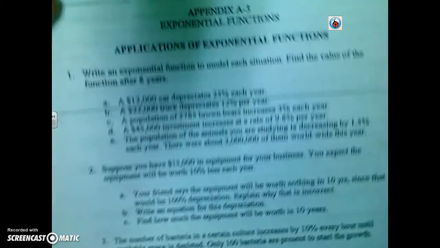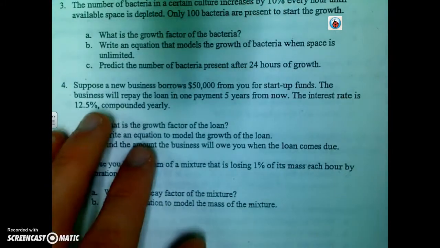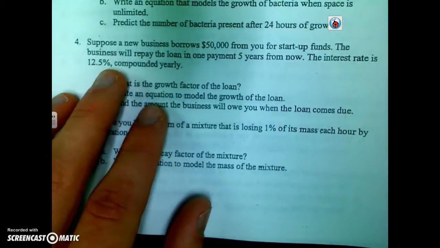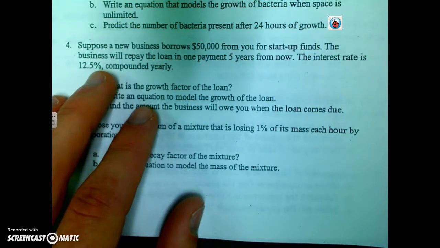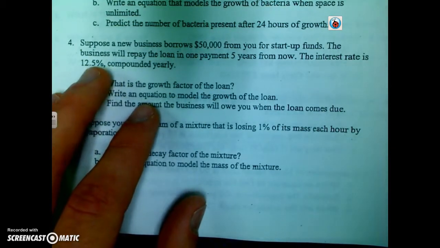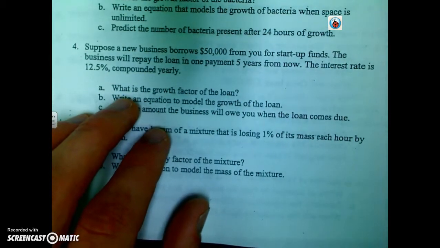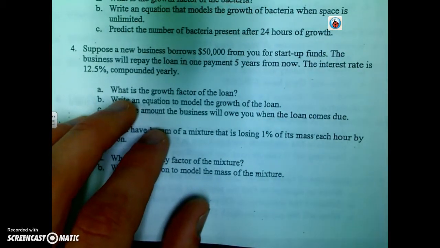Alright, so here we are on this page of applications of exponential functions. Let's go down and look at number 4. It says, suppose a new business borrows $50,000 for your startup funds. The business will repay the loan in one payment 5 years from now, and the interest rate is 12.5%. For part A, what is the growth factor of the loan?